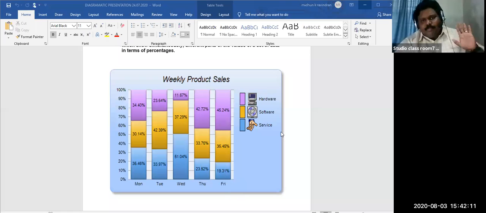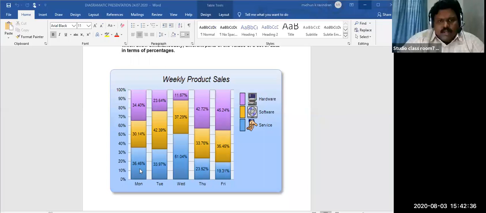And what products were sold? The blue color indicates service products, the yellow color software products, and purple hardware. A shop sold these many products. So every day the total amount is 100, the total value converted into percentage, so the total is 100%, right? On Monday that particular shop sold 35.46% service products, 30.14% software items, and 34.40% hardware products. Tuesday there is fluctuation; here service products are 33.97.